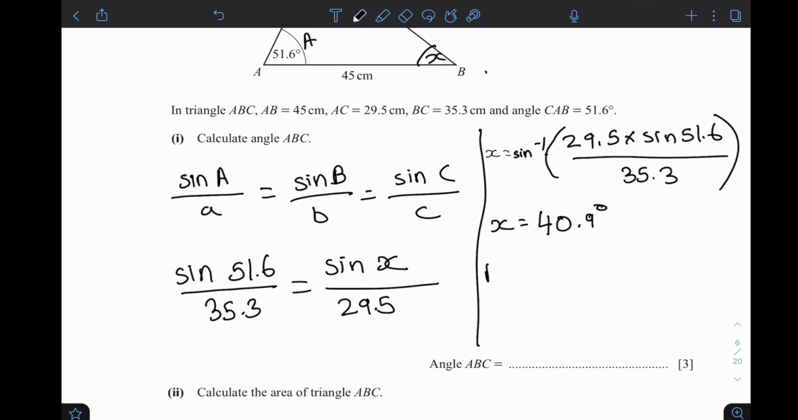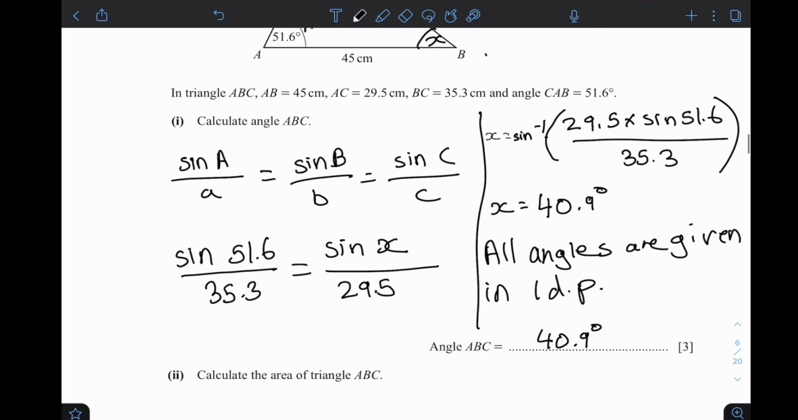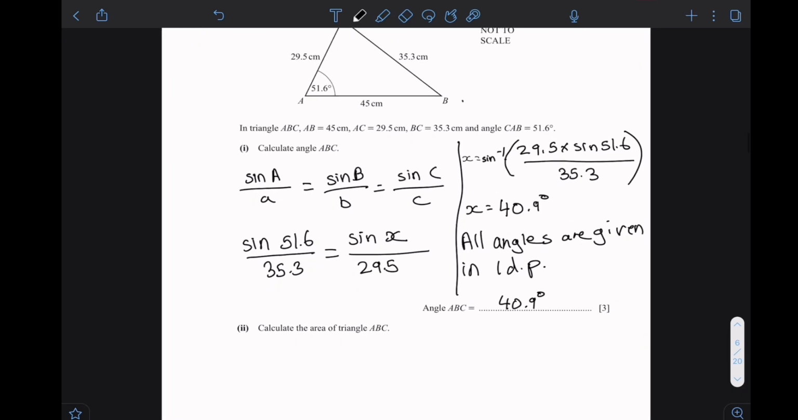And make sure all angles are given to one decimal place. Regardless of whether it's three significant figures or not, you have to make sure there's one decimal place. 40.9 degrees. Okay. So the next question says calculate the area of triangle ABC.